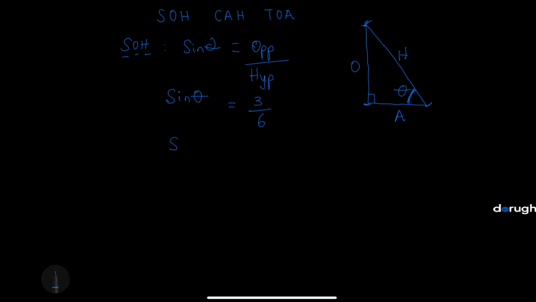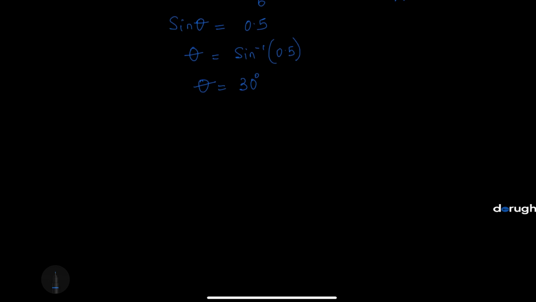Then it will mean that sine theta equals 0.5. And since we're trying to find theta, we're going to take the sine inverse of 0.5. And then our theta will be equal to 30 degrees. So that's so.